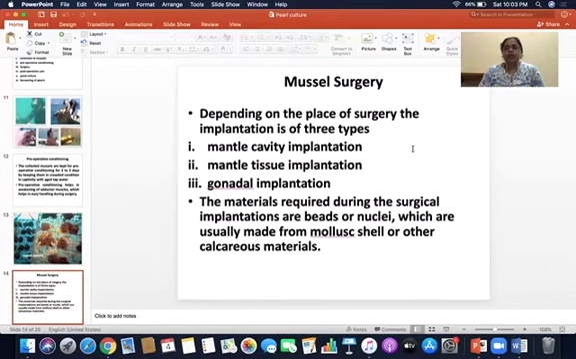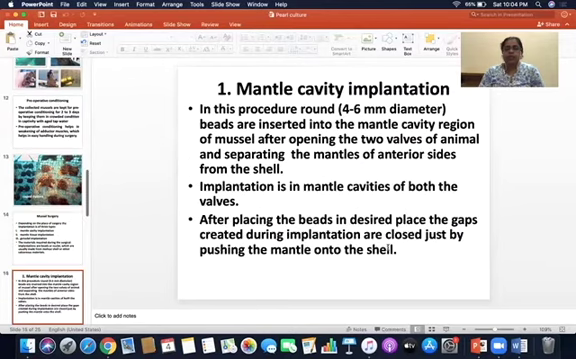The next stage would be implantation of the irritant, and that is known as mussel surgery. Now, depending upon the place of surgery, there are 3 types of implantation methods. Number 1, mantle cavity implantation. Number 2, mantle tissue implantation. And number 3, gonadal implantation. Now, the materials that are required for mussel surgery are the beads of the nuclei, which are usually made up from the molluscan shells or calcareous materials.